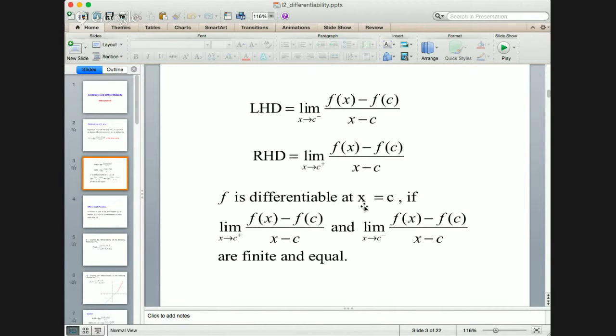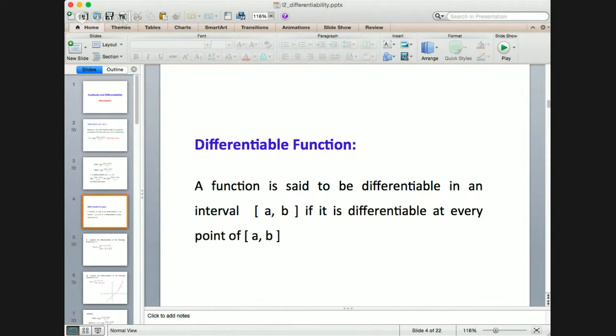And we say that f is differentiable at x equal to c if these two limits exist and they are equal to each other. So if they are finite and they are equal, then the function is said to be differentiable at x equal to c. So that is how we are going to be looking at the concept of differentiability of a function at a given point. Now, this leads to the definition of what it means for a function to be differentiable. So a function is said to be differentiable in an interval, closed interval AB in this case, if it is differentiable at every point of that interval. So that is how we are going to be examining or discussing using this idea.